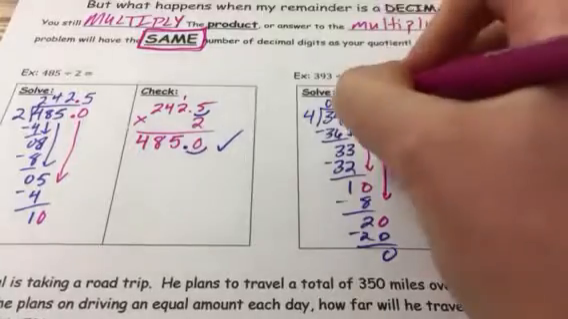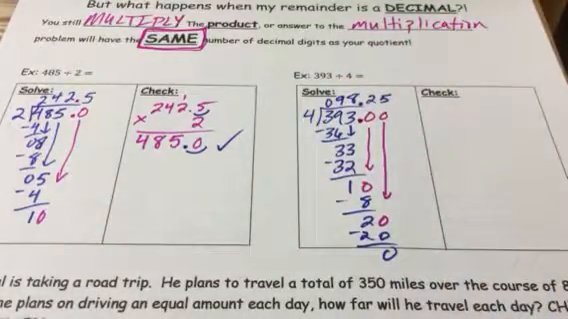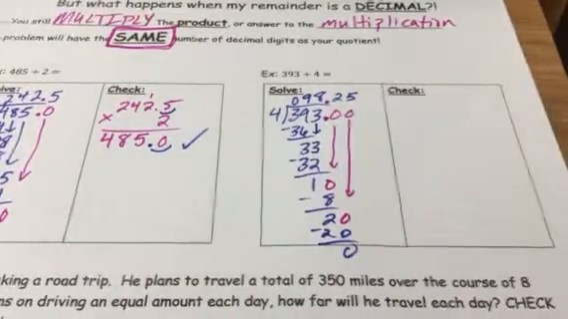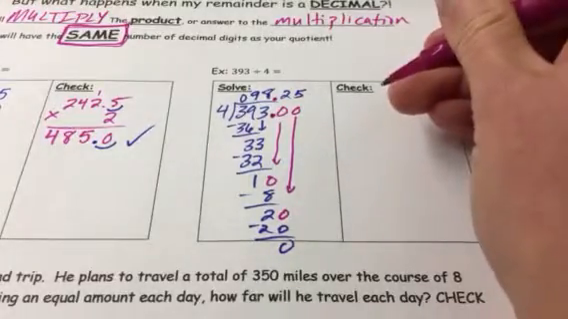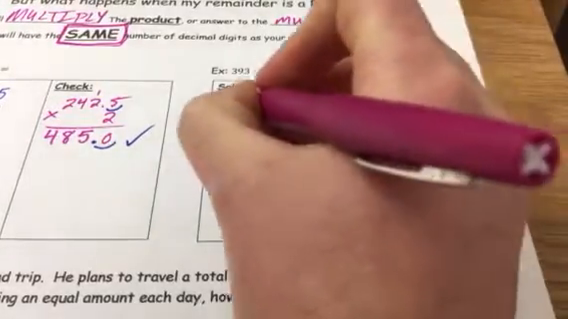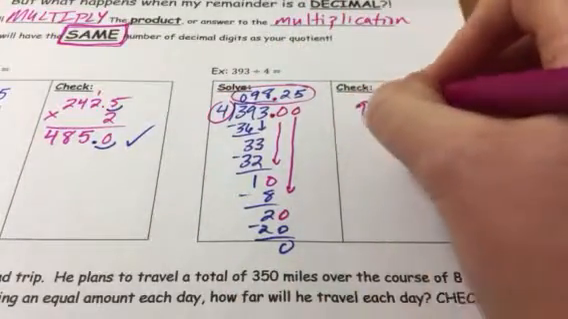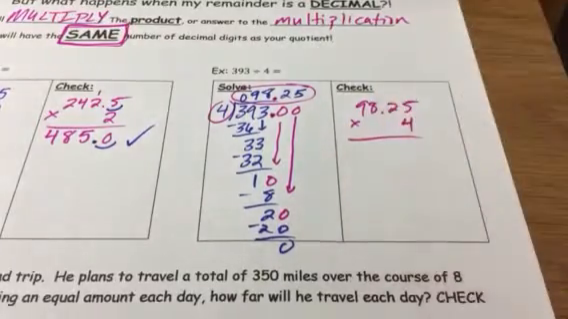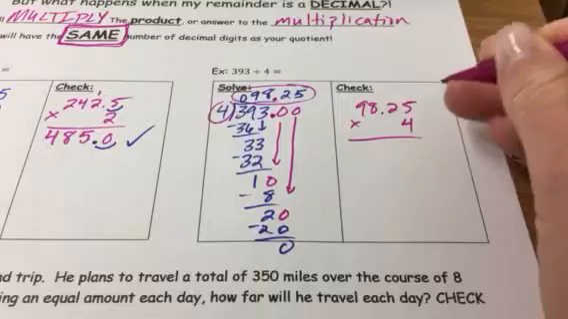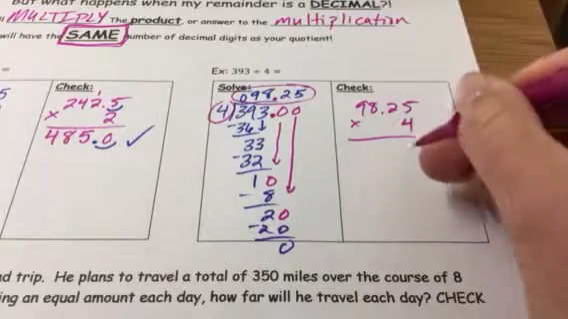Except I also need to bring up my decimal. Super important. Bring that decimal straight up. So I'm fairly confident that my answer should be 98 and 25 hundredths. I don't want to just be fairly confident. I want to be totally confident. So I'm going to go ahead and check my work. I'm going to multiply my quotient by my divisor. So I'm going to do 98 and 25 hundredths times 4. I'm going to multiply normally, and then I'll take care of my decimal at the end.